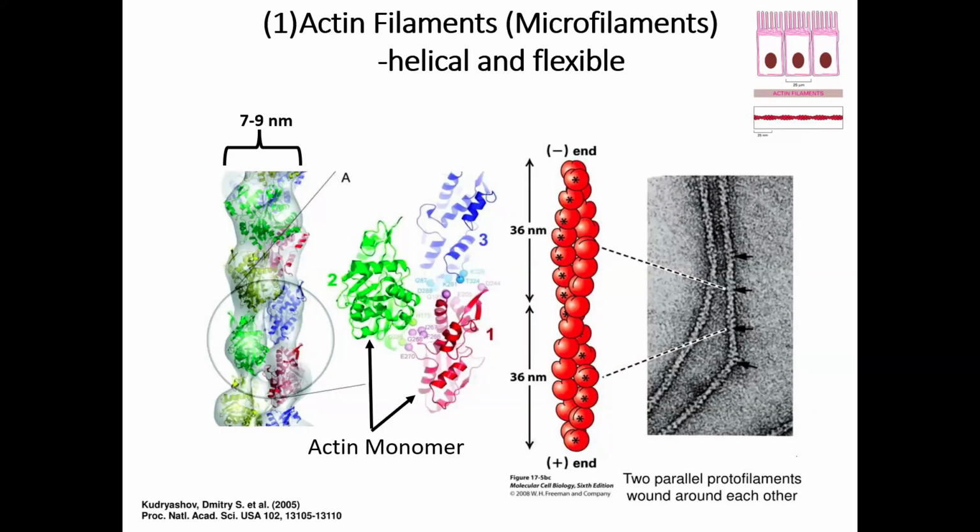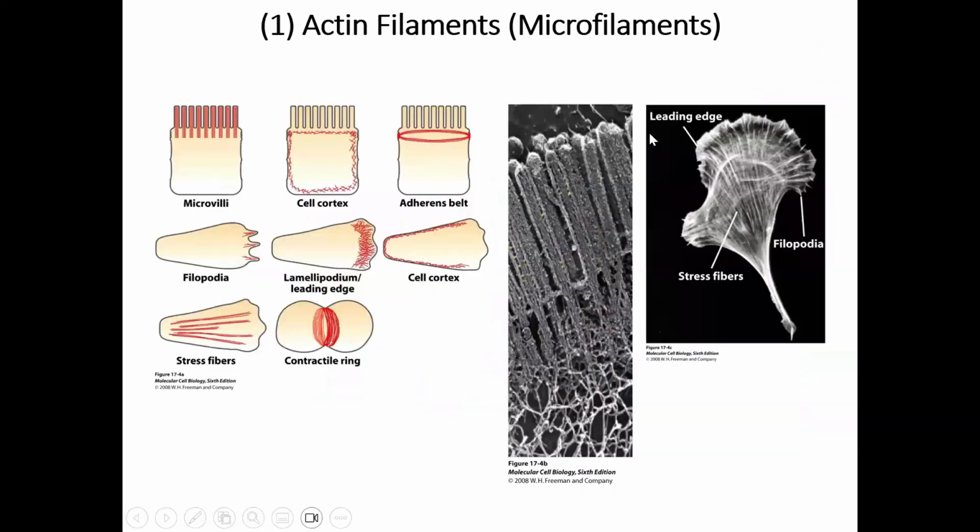Now, each one of these filaments does have a plus end and a minus end. We are going to take a look at what we mean by these plus and minus ends. First, let's take a look at where they are present. These are very self-explanatory. You should not spend much time here. Know this from your blurb as well as from your recorded lecture: microvilli, cell cortex, keeping the cell shape.